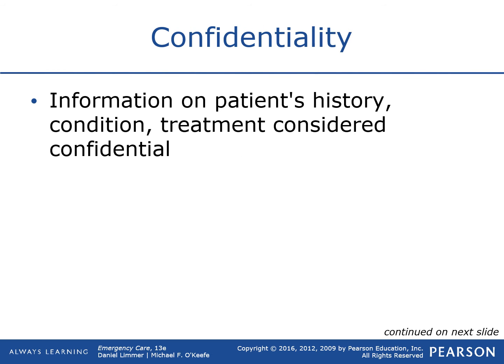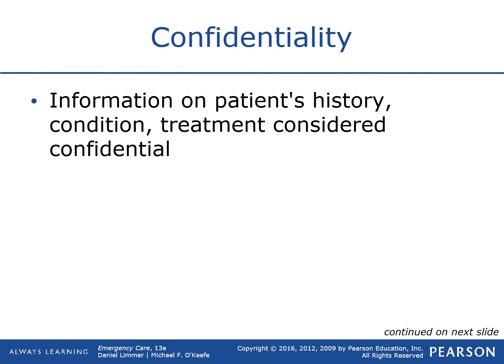So going on to confidentiality. Confidentiality, we have to keep on all information we gather from a patient. That includes their medical history, their name, their date of birth, their social security number, their address, the condition that we found them in, the treatment that we rendered them, and the condition we left them in. All this has to stay between us and the patient. We cannot provide further information to other sources.